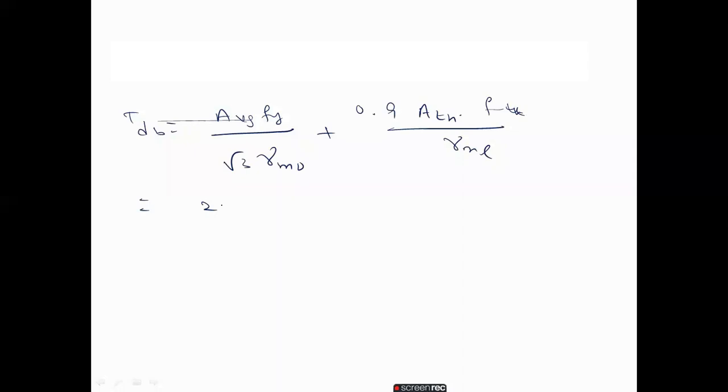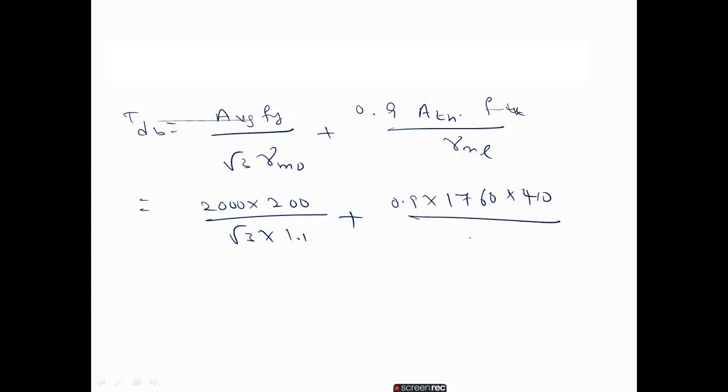So AVG we got 2000, Fu is 200, root 3 into factor of safety is 1.1 plus 0.9 into ATN is the 1760, multiply with the 410 is the Fu, gamma ml is the 1.25. We will get the answer 781984 newtons.